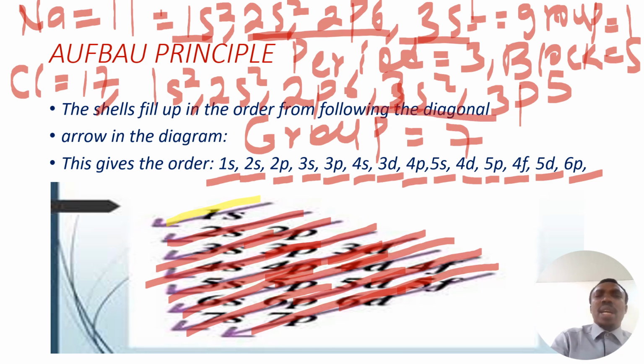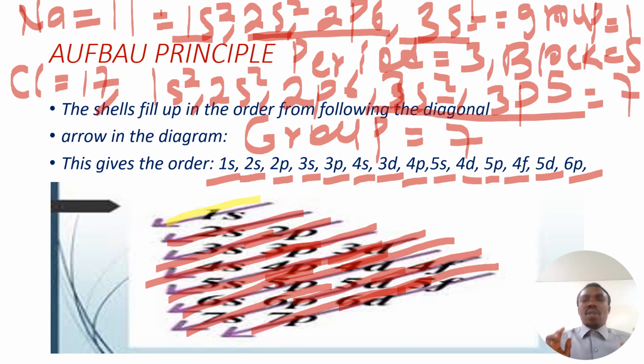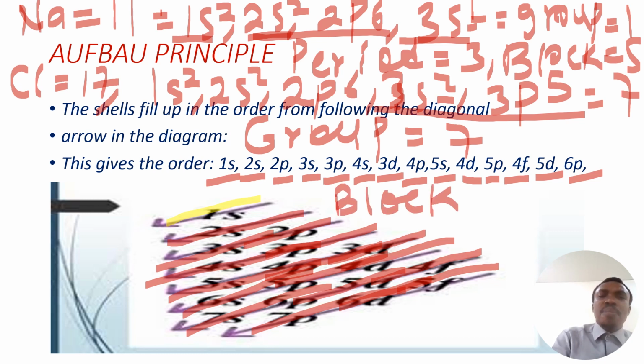So the third shell is the outermost shell. So it has 2 plus 5, which is equal to 7: 2 electrons on the s subshell and 5 electrons on the p subshell. So it belongs to group 7. Then the block is a p block element.